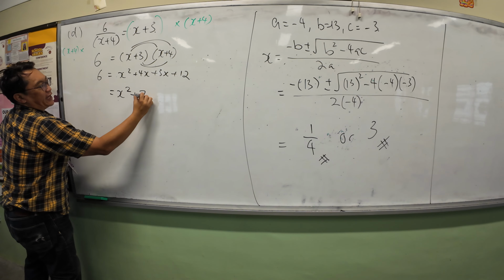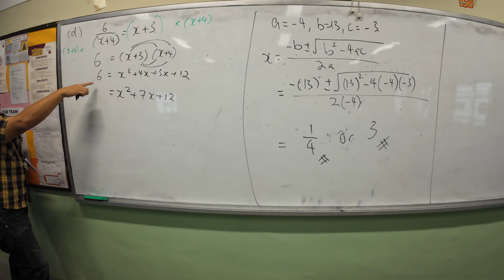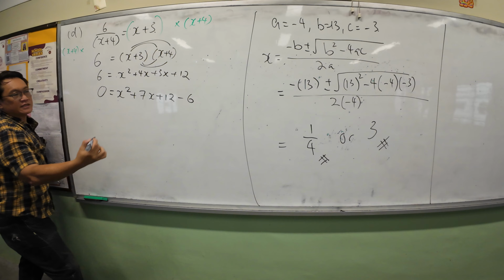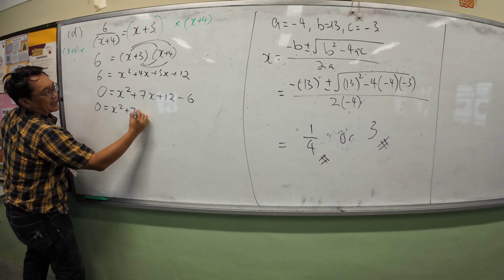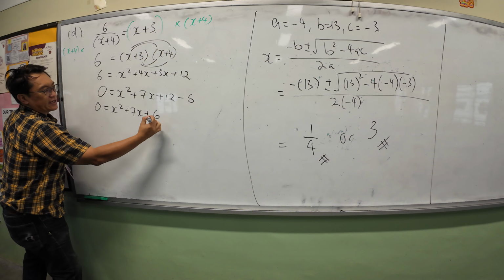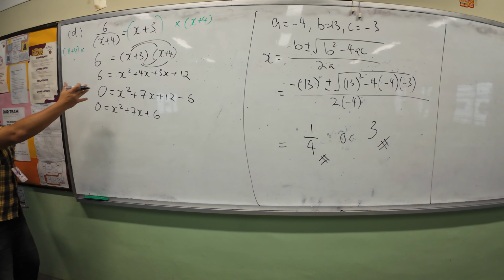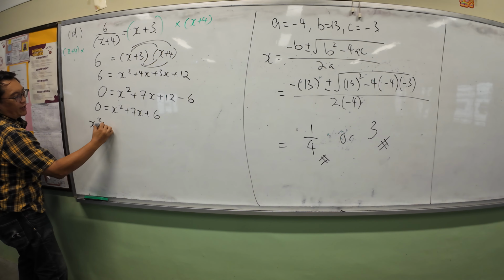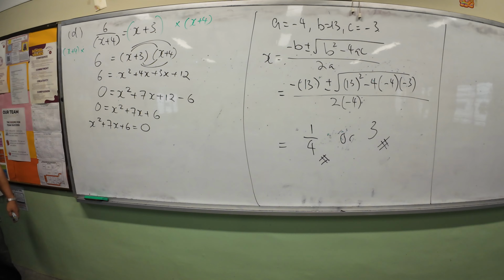Okay, I can also, instead of putting everything to the left, bring this 6 across, easier. Right? Minus 6 on both sides. Then 0 equals to x squared plus 7x plus 6. After I put everything on the left, then I change their side. X squared plus 7x plus 6 equals to 0.